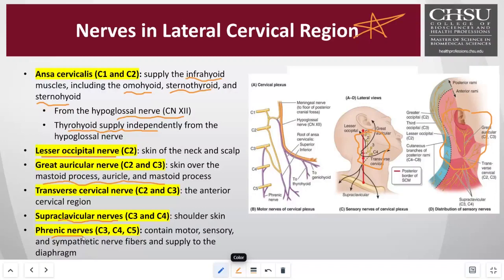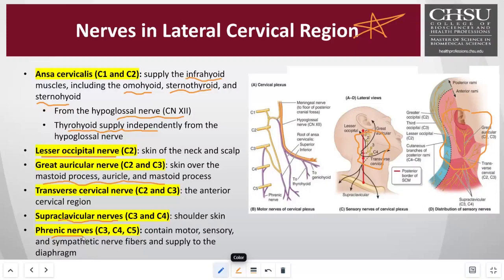If you're looking through this, the way I always like to kind of approach it is just go from C1 to C5, right, top down. Okay, so going from top down, ansa cervicalis is first, lesser, greater, transverse, supraclavicular, and then phrenic on the diaphragm. So you're just working your way from top down. Okay, you could also go from bottom up. All right, so just make sure you know the names, the roots, and definitely know what it supplies.